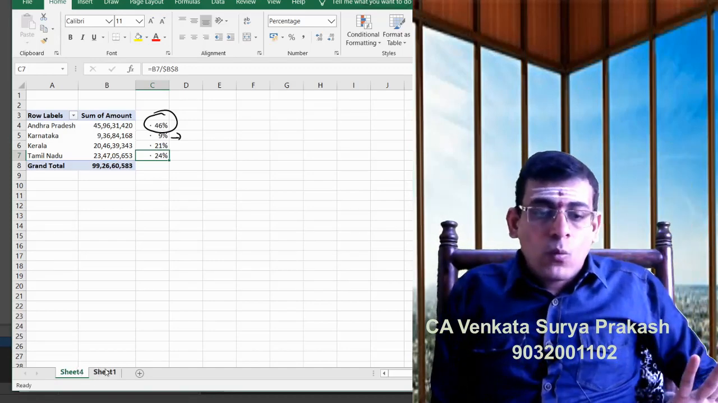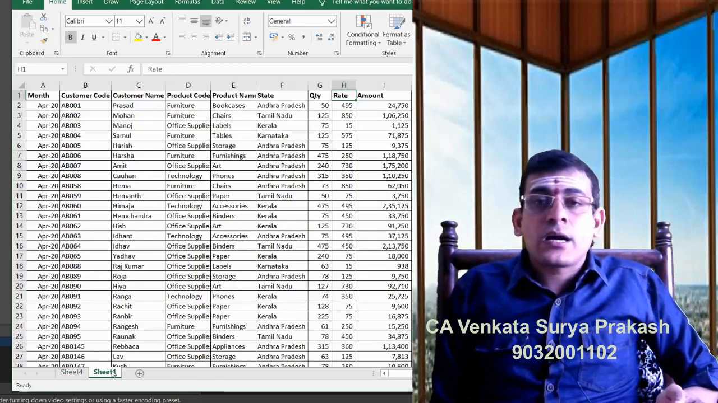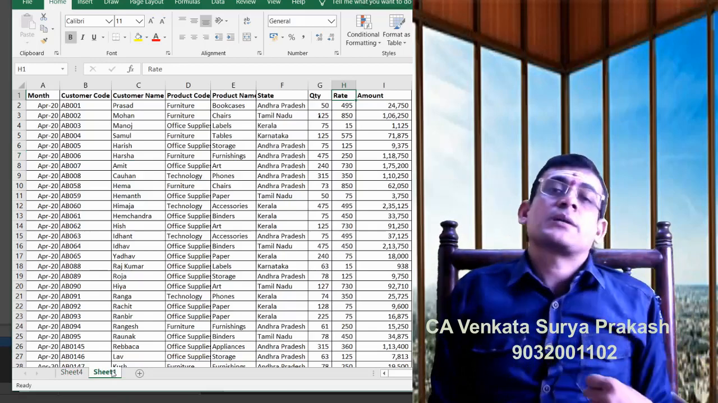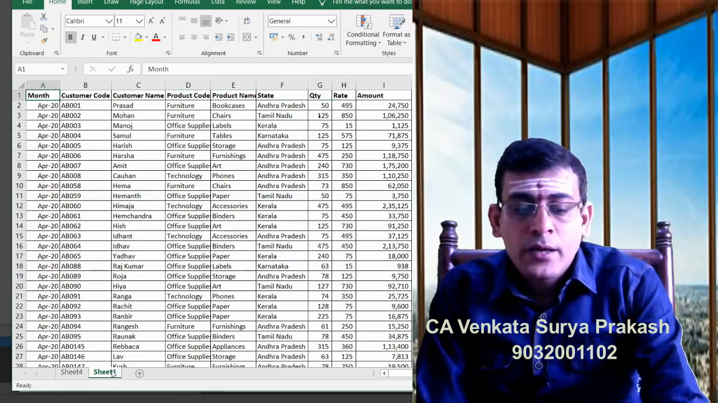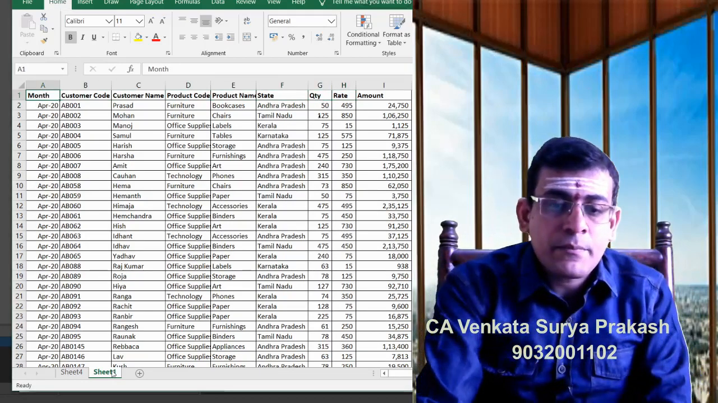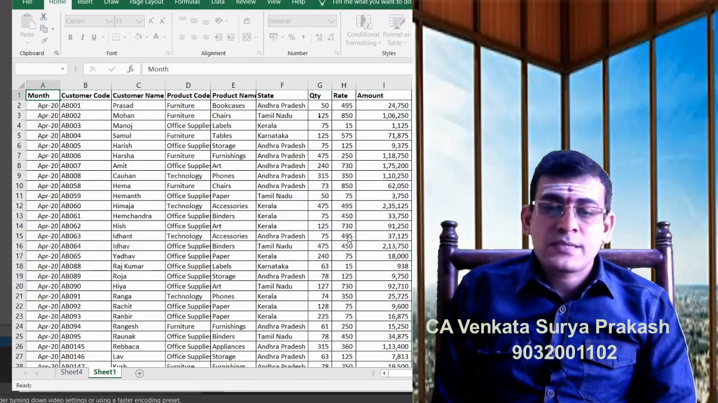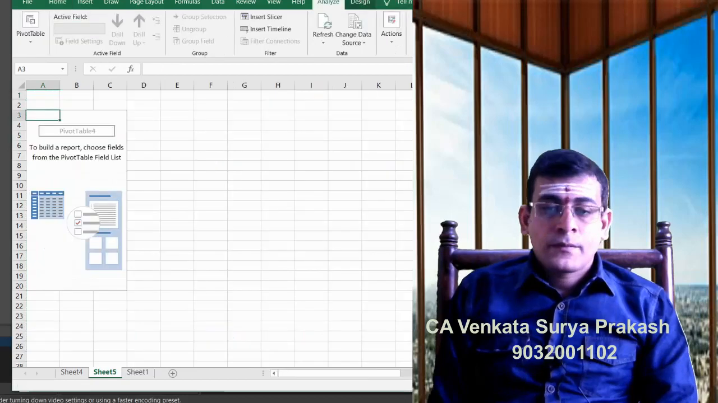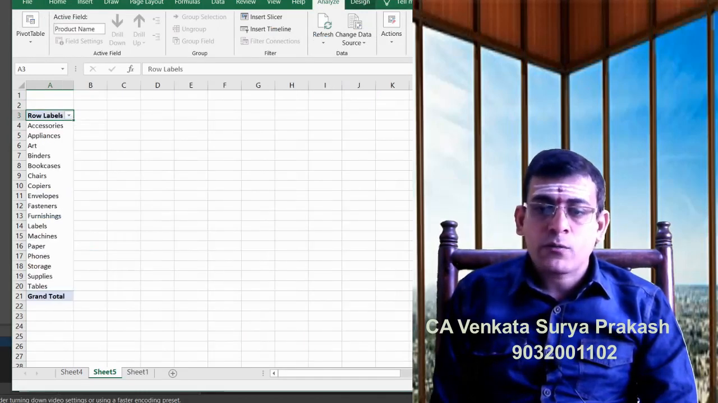Now, what am I trying to calculate here? I am trying to process this data into product-wise information, a product-wise turnover statement. Let us see how we can process this. Now I'm trying to process the same information based upon the product wise. I want to calculate this information product wise.